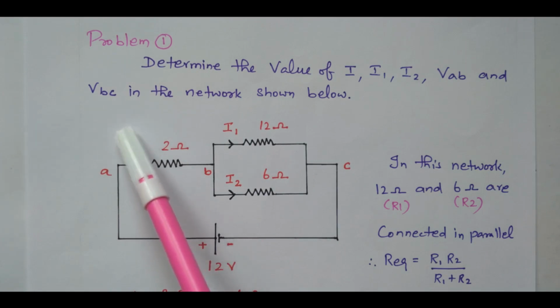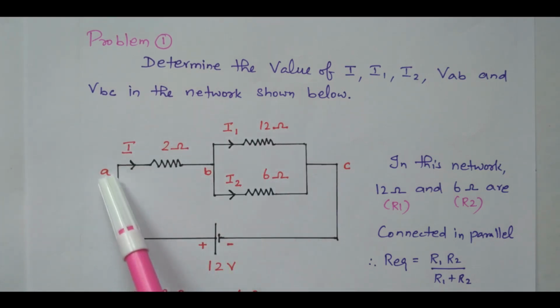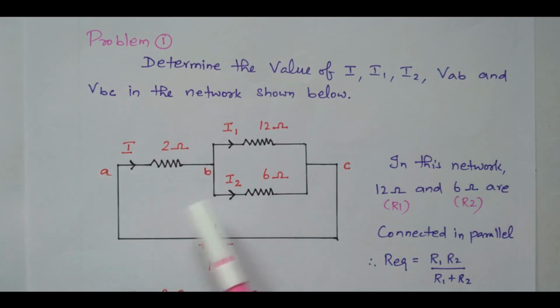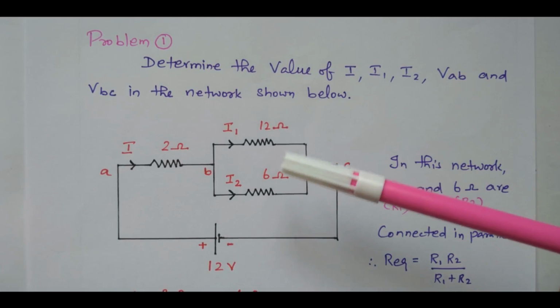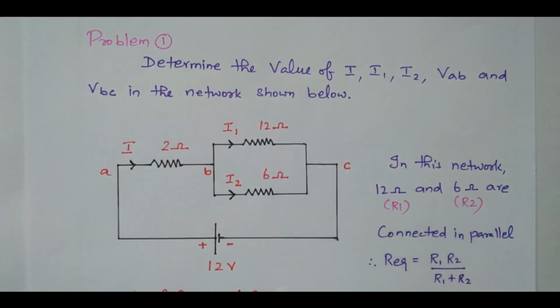We need to find the total current, the currents I1 and I2, the voltage drop across AB and the voltage drop across BC. One by one we need to find. First we will simplify this diagram. These two are connected in parallel, so we will find the equivalent resistance.